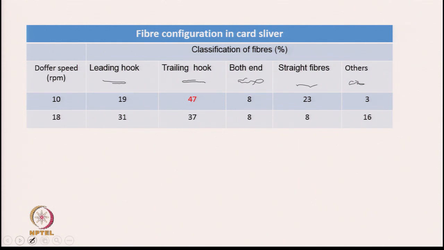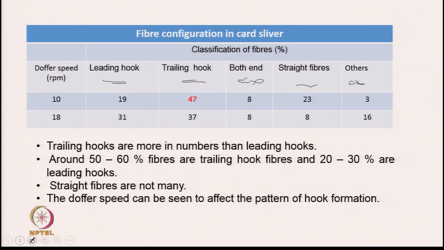Now, here is a table where the fibers have been classified according to their configurations. If we look at this table, what we see here is that there are fibers having a hook in the leading direction, we call them leading hook fibers. There are fibers with a hook in the trailing part of the fiber, we call them trailing hook fiber. There are fibers where both the ends are hooked, we call it both end hook fiber.